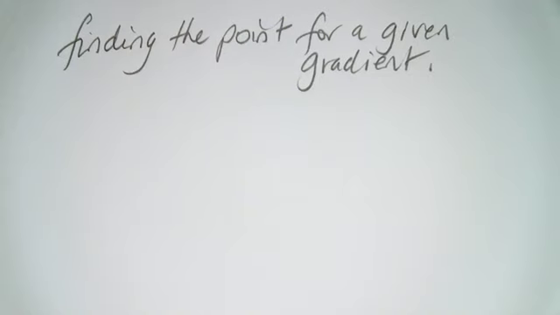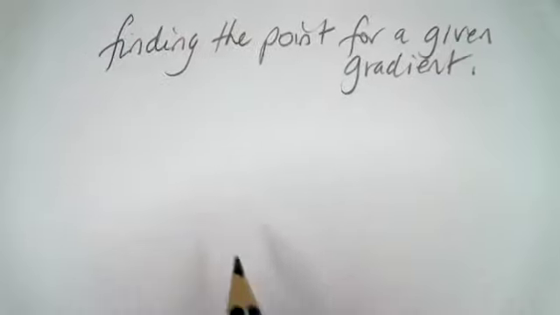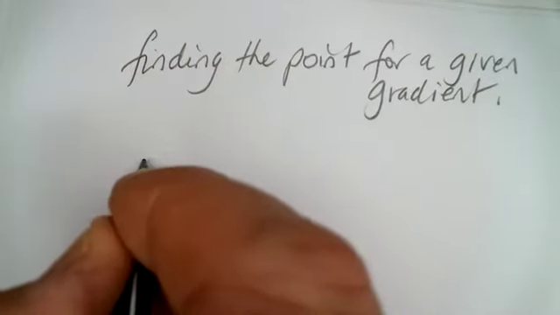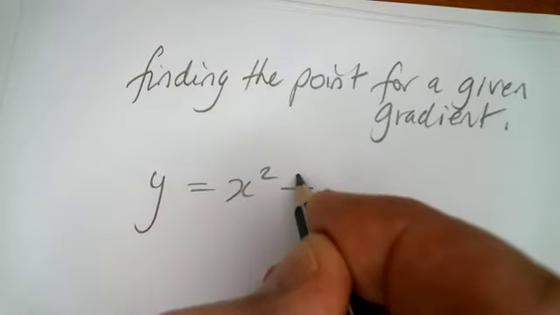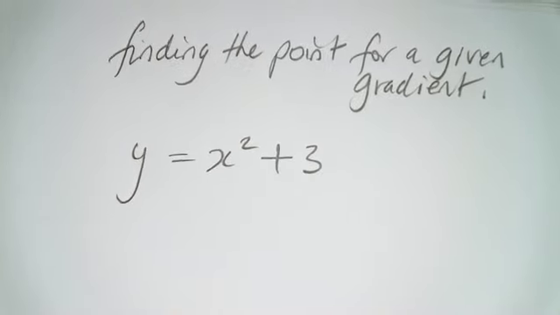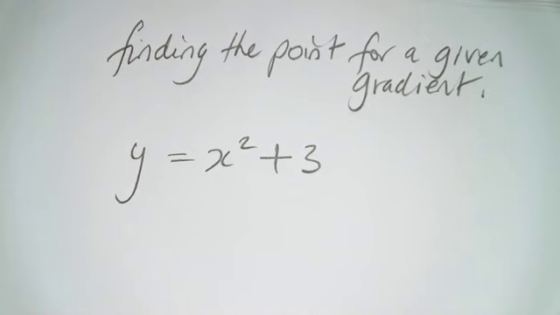Okay, let's take a look at the next section we're going to have a look at doing. This is finding the point for a given gradient. So what that means is, let's say you're given an equation. Let's say the equation is y is equal to x squared plus 3. So there is our equation. And let's say we're told that the gradient is a certain value. And what we have to do is find the point for that given value.